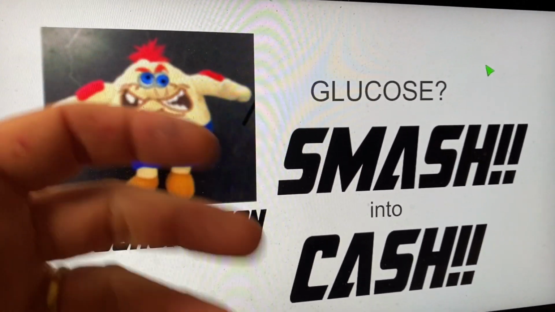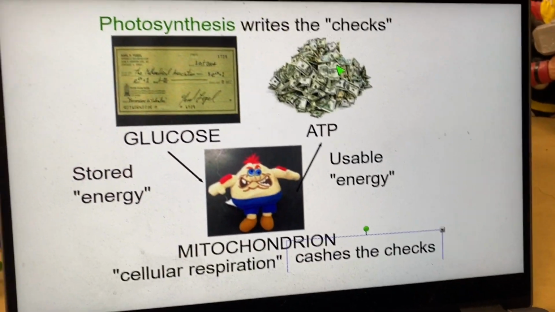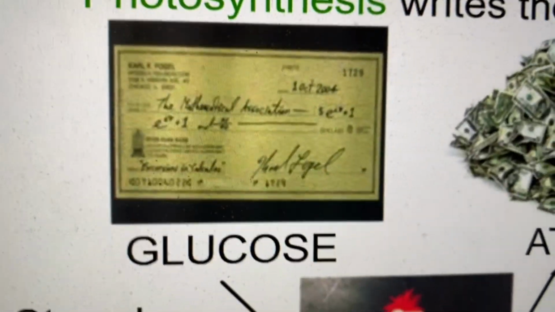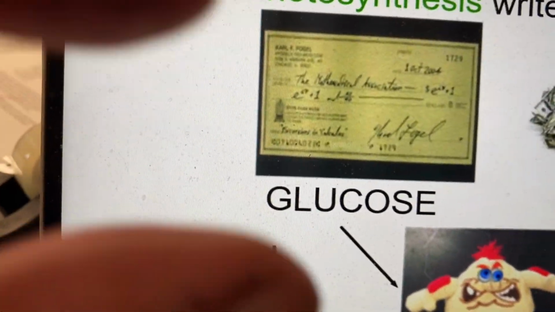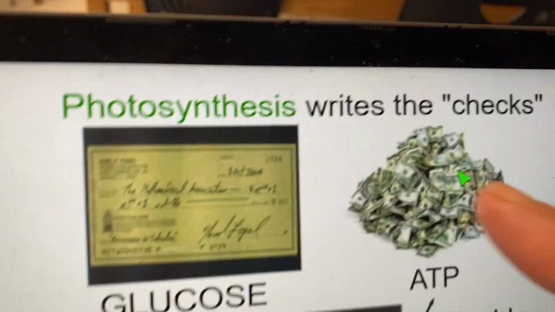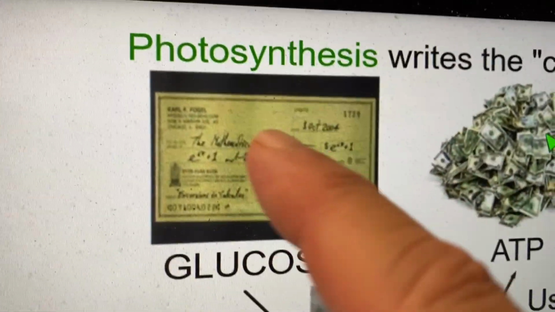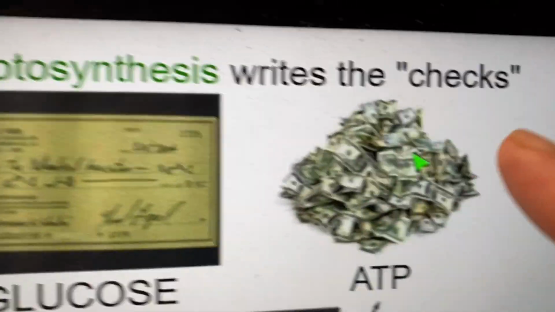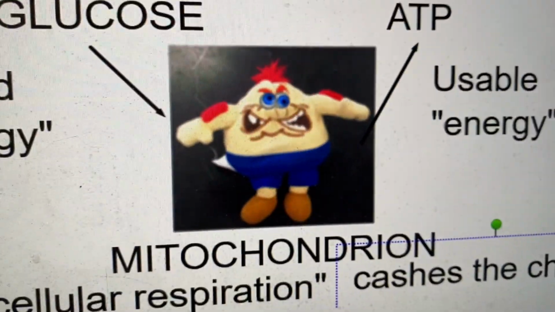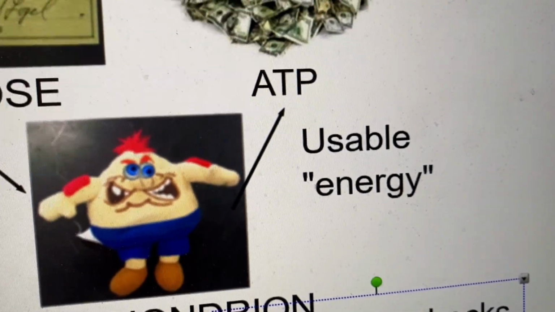It's not really cash, it's not like real money, but the analogy I use is that glucose is like a check. It's money, but in a form you can't use. You have to do something to it to turn it into a form you can use. So you need to take glucose and convert it into ATP, much like you would take a check and convert it into cash. Of course, you have to do that at a special place. The place you do that is the bank. Mitochondrion. Mitochondrion can take stored energy of glucose and convert it into usable chemical energy of ATP.